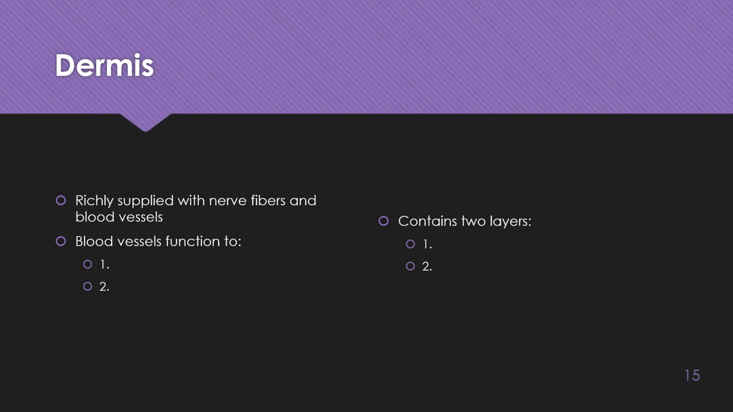And again, we talked about in a cold environment, we want to constrict blood flow to this particular area, and that will allow us to conserve our heat within our core. Okay, so functions of the blood vessels: number one, supply nutrients to the dermis and epidermis, and number two, it's critical for temperature regulation. The dermis contains two layers.